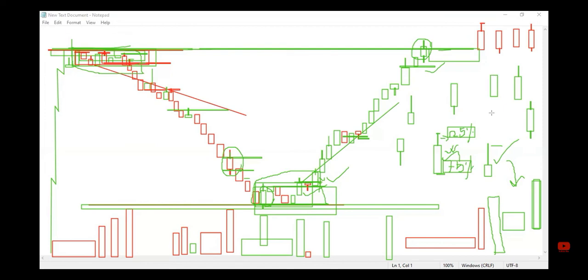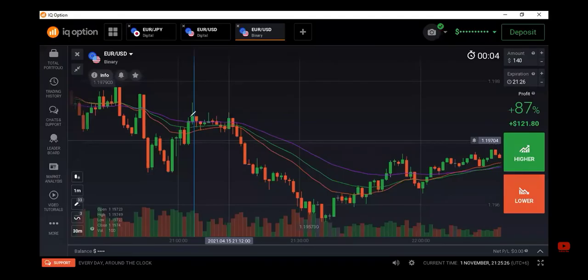No upper wicks, okay, lower wicks. Now I'm going to the chart, then it will be more clear. See here, this is a ranging type situation, or sideways type market.